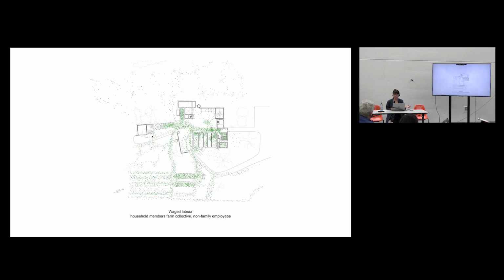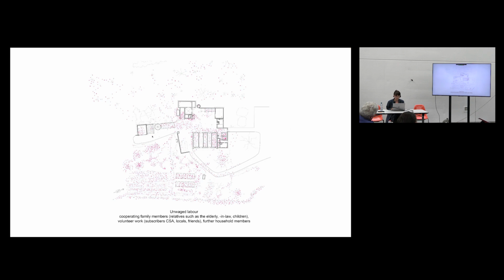This is all the spaces that are, let's say, the wage labor spaces. Wage labor on this farm is done by household members of the farm collective, because it's a farm collective that runs the farm, and by non-family employees, and all together it's distributed over 5 people. But if we look at the work that is wage labor, it's 50%. So it's the same amount.